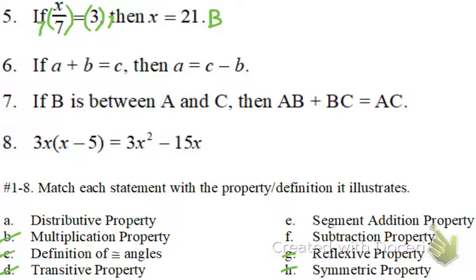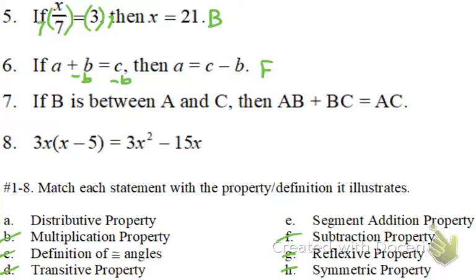If a plus b equals c, then a equals c minus b. To go from the first statement of the hypothesis to the conclusion, we would have to subtract b from each side, and so that's the subtraction property of equality that allows us to do that. So choice F.